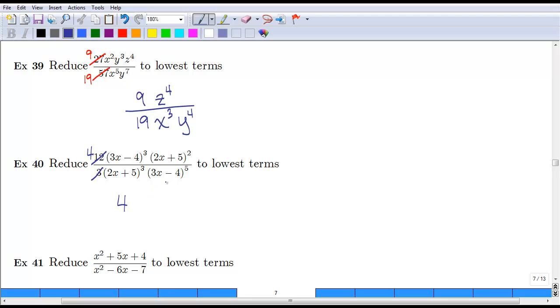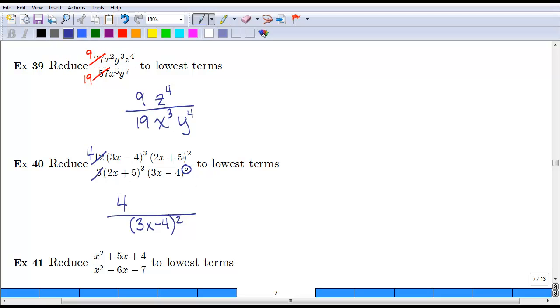Multiplication and division, again, are inverse operations, so that is why we can so-called cancel when we're looking at large fractions. So 3x minus 4, 3x minus 4. The term with the larger exponent is here in the denominator, so 5 minus 3. So we got 3x minus 4. Our exponent's 5 minus 3. We end up with squared.